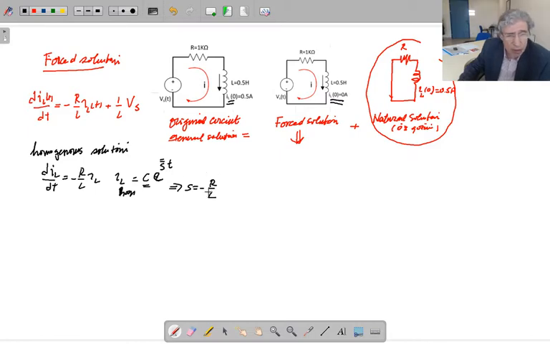How I found that is exactly the same as I found it in the mathematical solution, the general solution, sorry, the homogeneous solution. So my homogeneous solution now becomes IL equal to C times e to the power minus R over L t. So I found one of the parameters. I keep the other parameter here, because I will be calculating it at the end by using the initial condition.